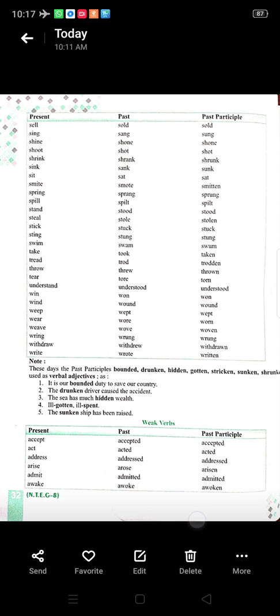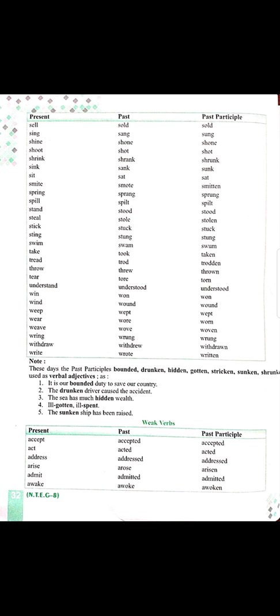Here some sentences are given. What are they? The sunken ship has been raised. Which type of ship? Sunken. Sunken is here working as an adjective. How? Ship is our noun and the one which qualifies our noun is known as an adjective. So which type of ship is being talked about here? Sunken ship. Okay.